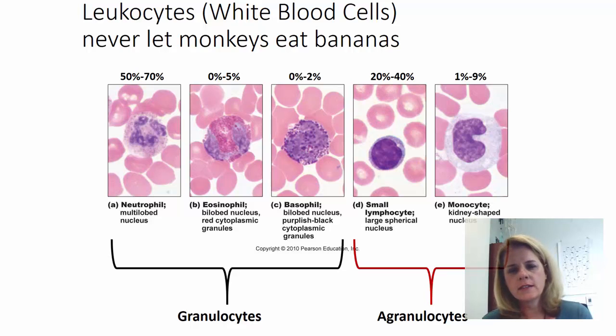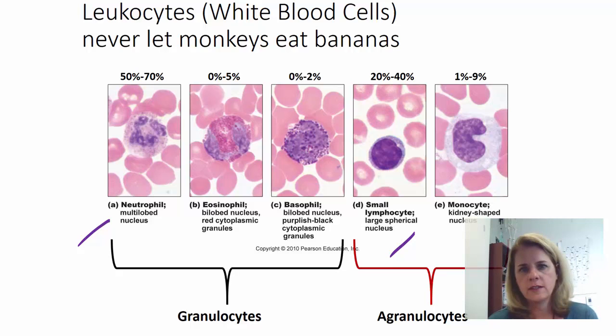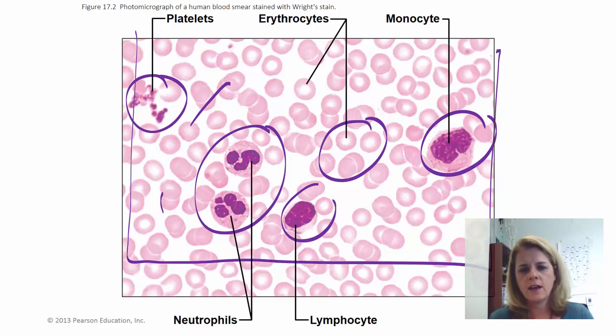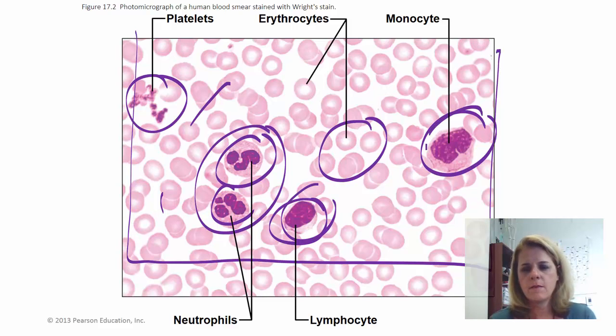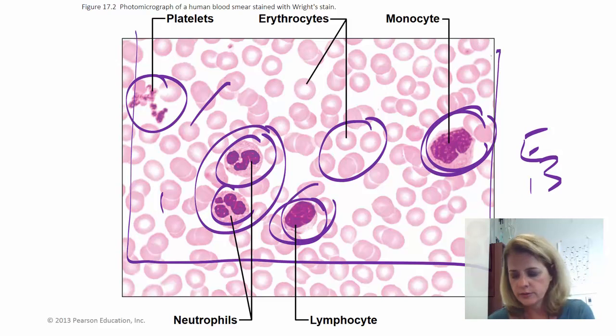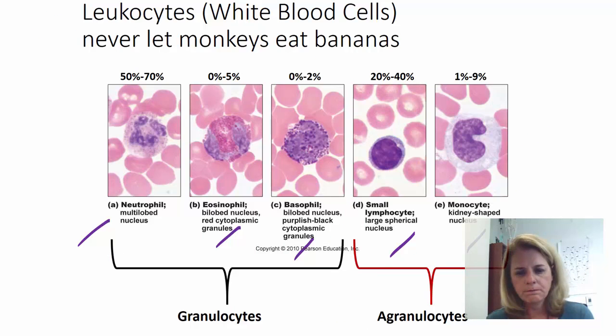So the leukocytes, remember, never let monkeys eat bananas. That's your first clue when you're looking at a blood smear. If you're seeing a ton of things, it's probably a neutrophil, because you have a lot of them. Then lymphocytes, and then monocytes. It's really hard to find an eosinophil and a basophil. If you have a nice blood slide like this, here are neutrophils, lymphocyte, monocytes, and there's not even an eosinophil or a basophil on this slide because they're just hard to find.